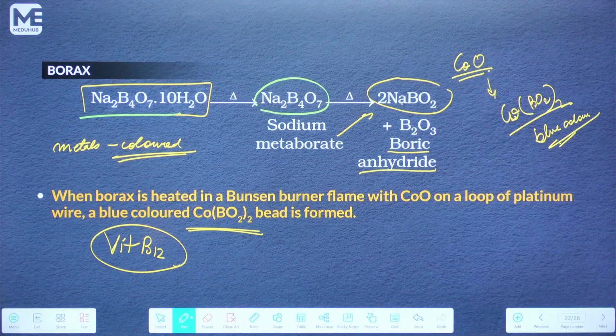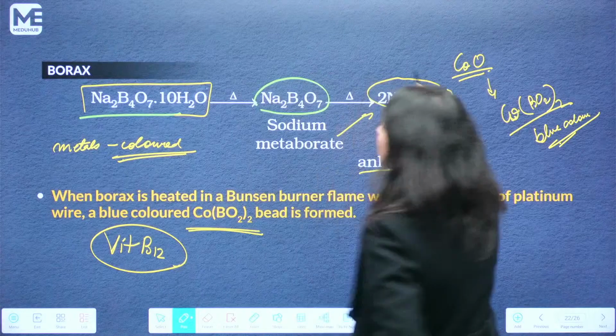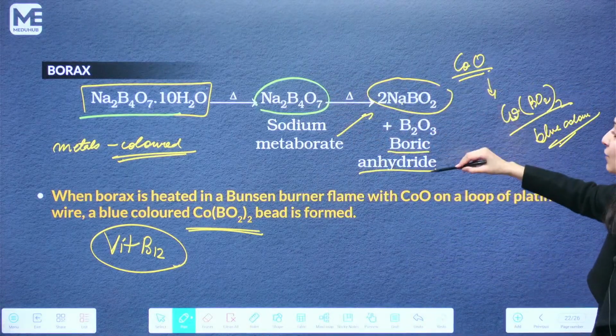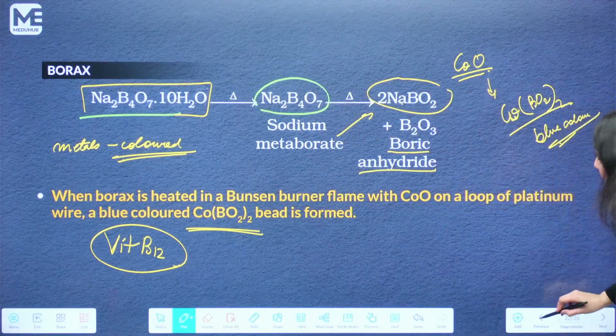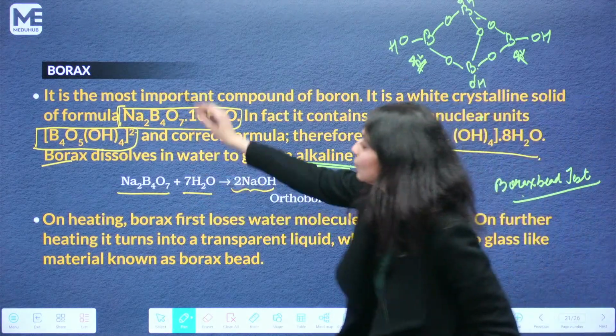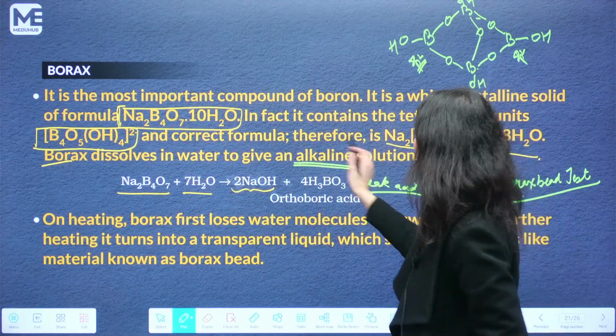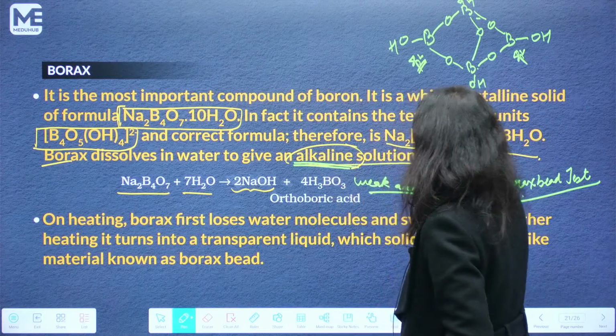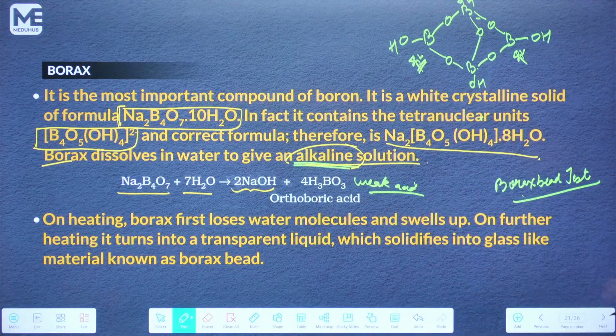Yes, somebody is asking me, is this relevant, Aman? Yes, Aman, this is extremely relevant because all these reactions have come up again and again. You need to know the borax bead test, and you need to know why it is that borax in water gives an alkaline solution. These reactions are very, very important.